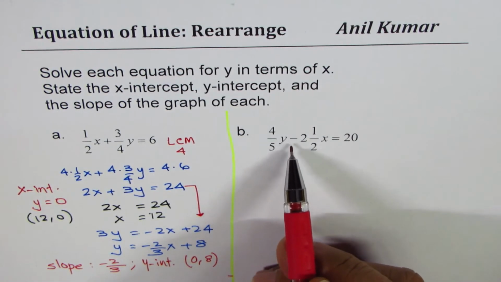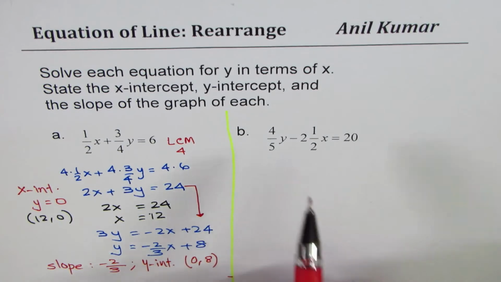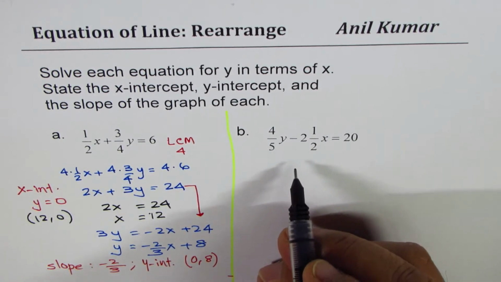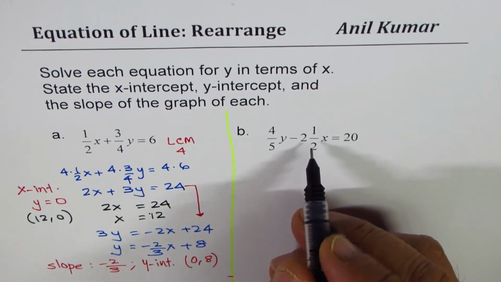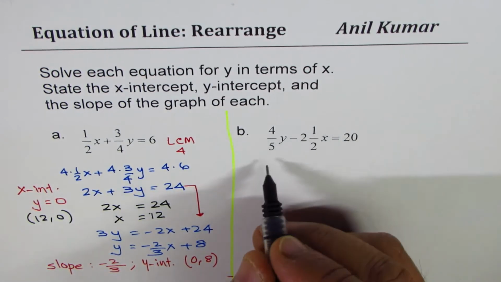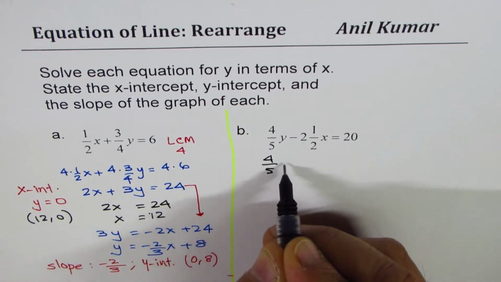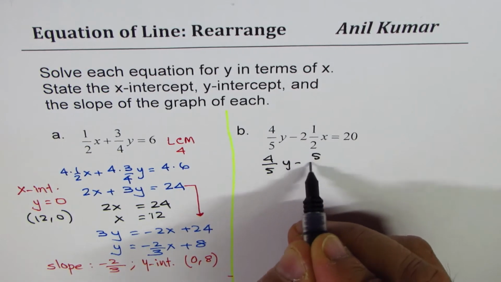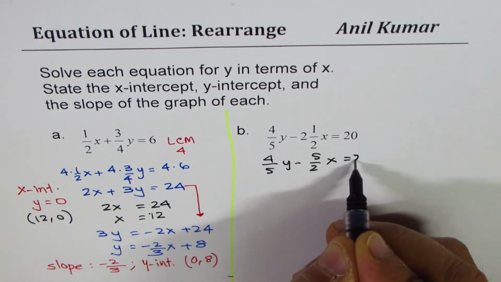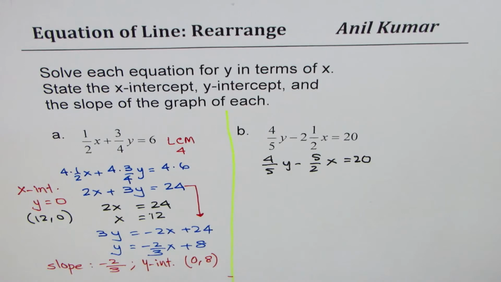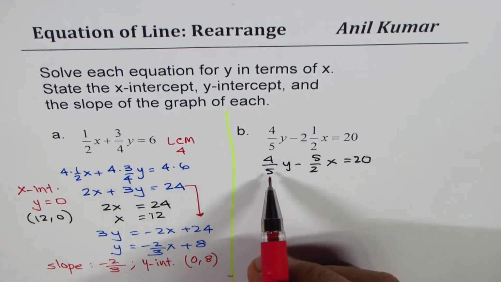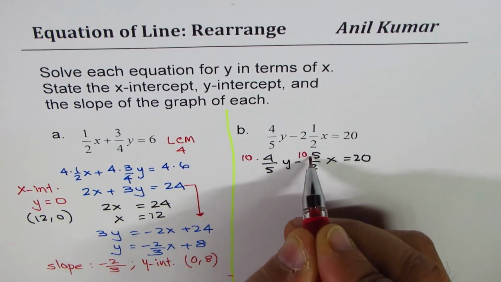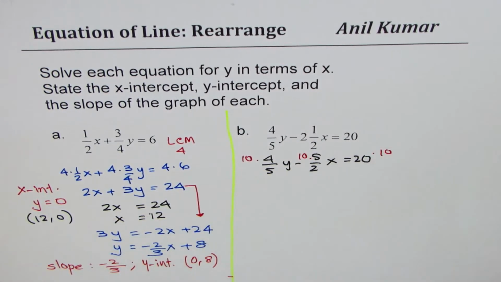So we'll do the second equation now: 4 over 5 y minus 2.5 x equals 20. Let me write this as improper fractions, right? So we'll convert this mixed fraction. So we have 4 over 5 y minus 5 over 2 x equals 20, since 2 times 2 is 4 plus 1, 5. Now each term can be multiplied by 10 since 10 is the lowest common multiple, right? So we'll do 10 times the first term, 10 times the second term, and 10 times the third term.